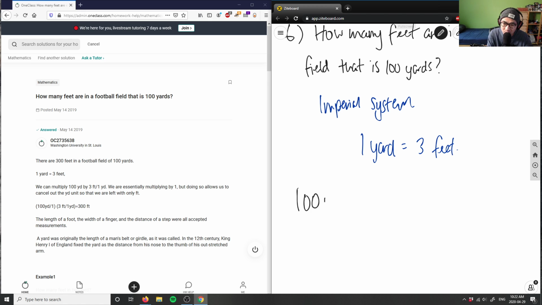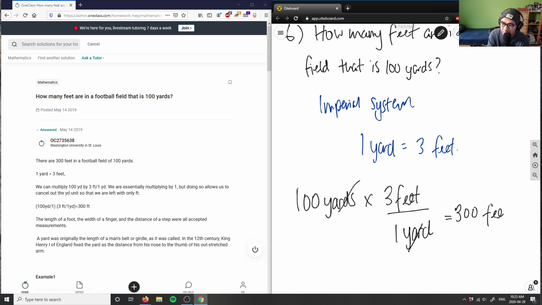I have 100 yards times how many feet per yard? I have 3 feet per 1 yard here. And this would give me, again, the yards would cancel out, so I'm left with feet, which is what I want for my answer. I have 100 times 3, which is simply 300 feet.